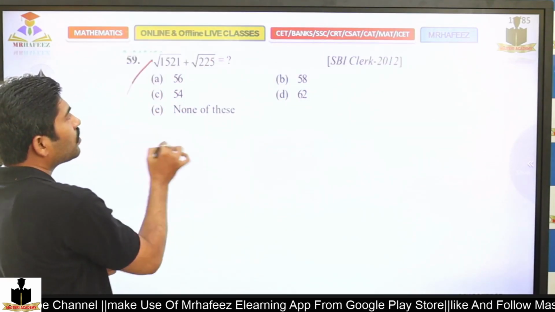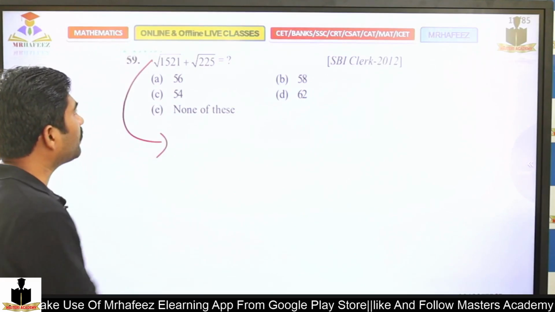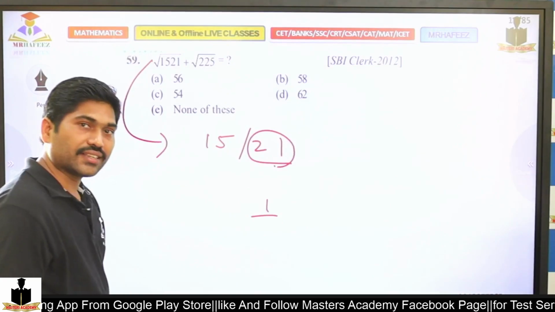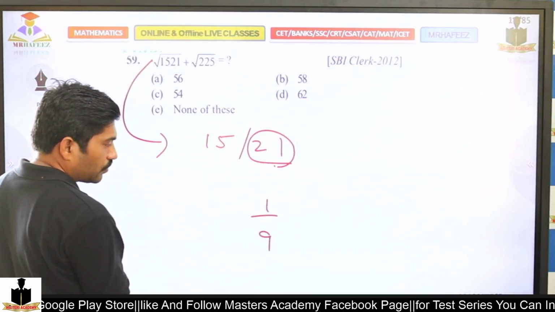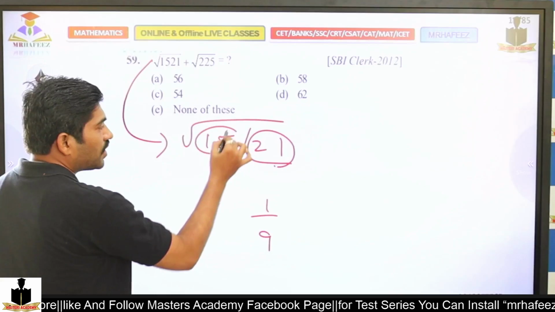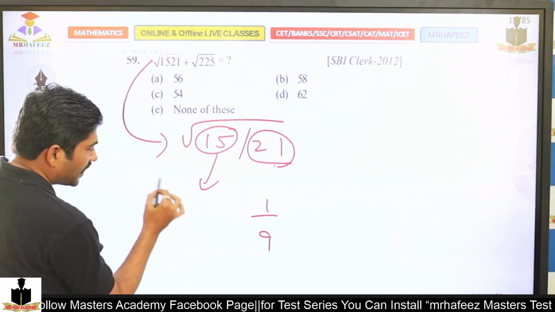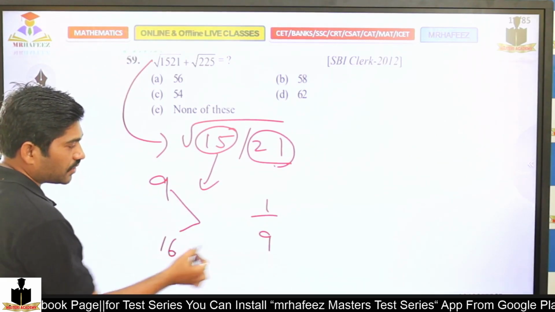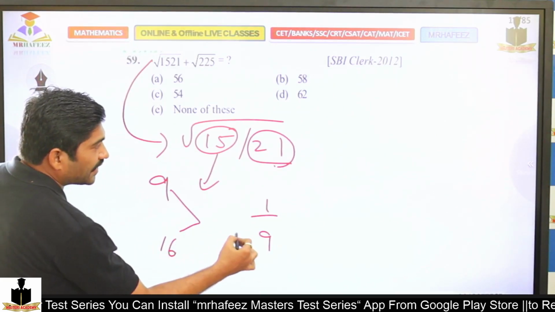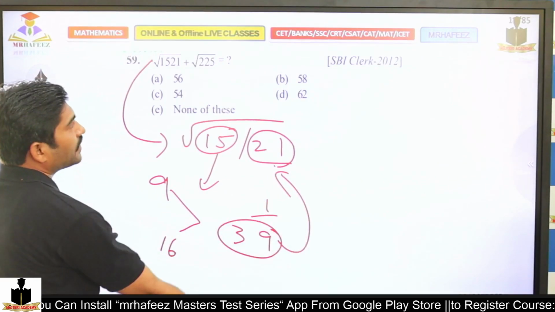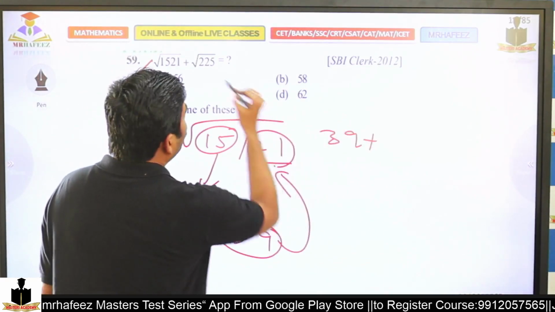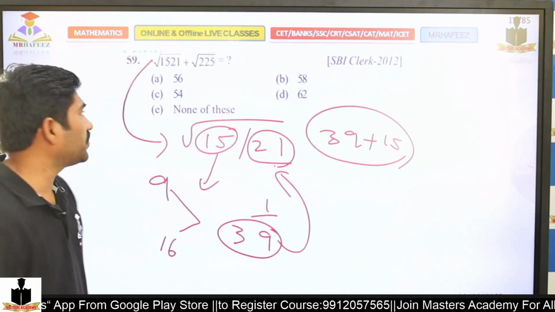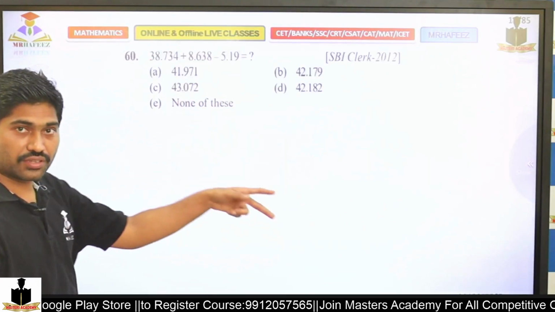So square root of 1521. So 15 and 21. Based on 21, I should get 1 or 9, because it's a square root. Based on 15, it lies between 9 and 16 and is very near to 16, so the square root is near 40, so it's 39 square. So 39 plus 15, what is my answer? 39 plus 15 is 54. So answer over. Moving to the next question.